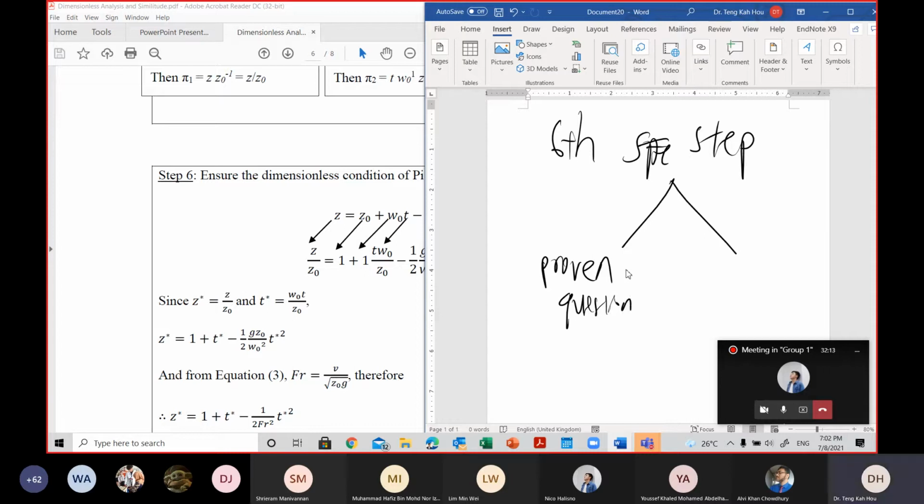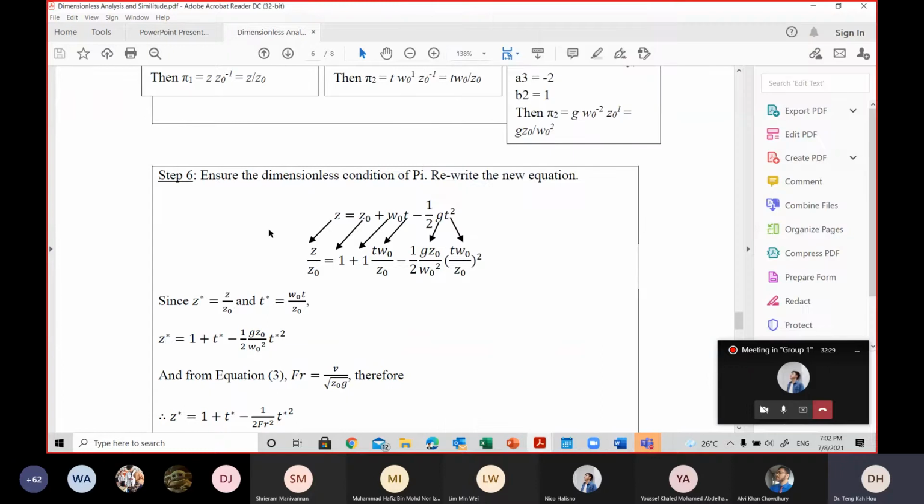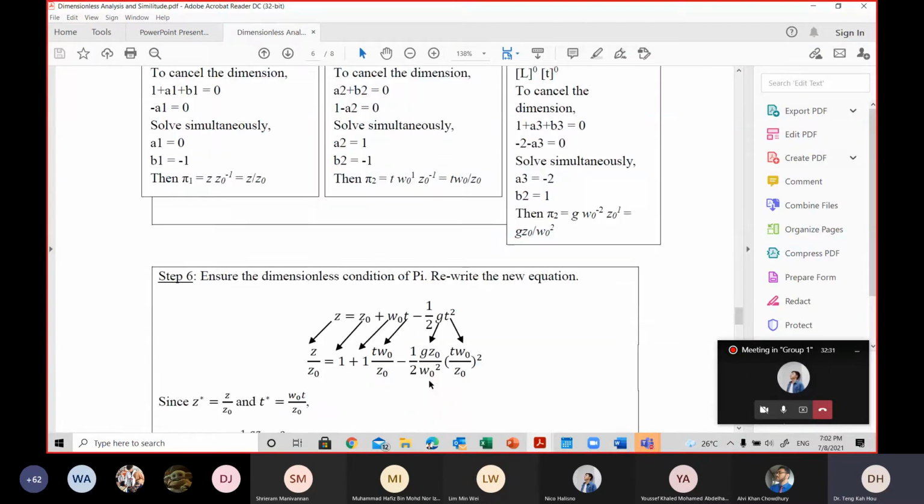One is no need to prove. Just let me know the dimensionless equation or whatever. Right? So if the question asks you to prove the equation, you need to rearrange all these things to fit the format they want.